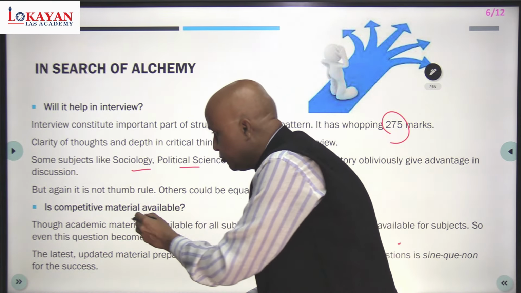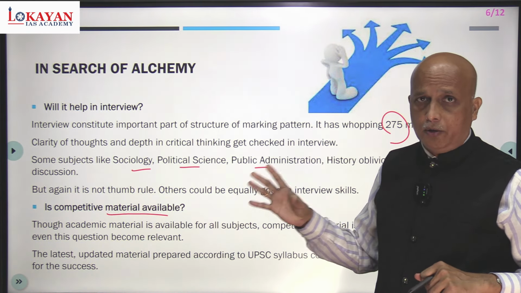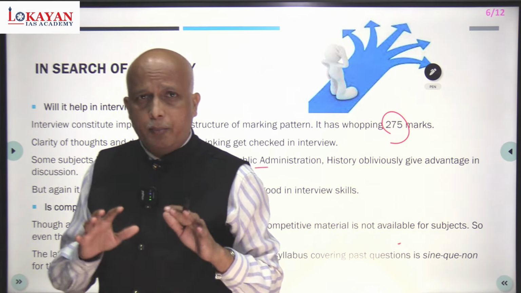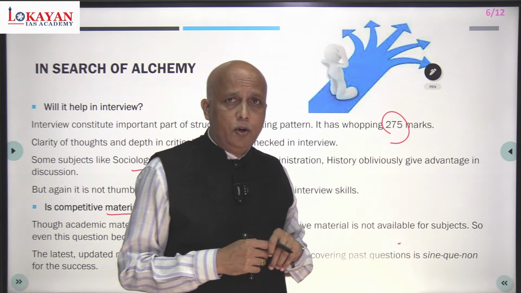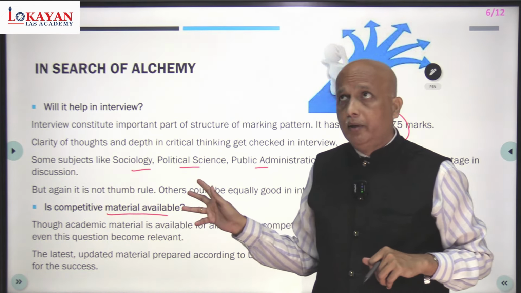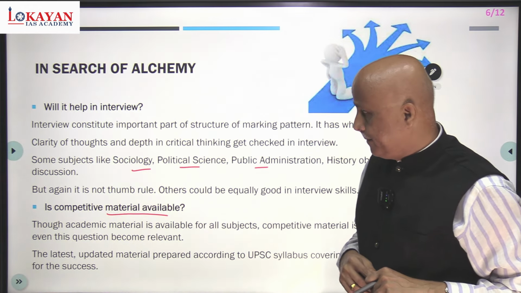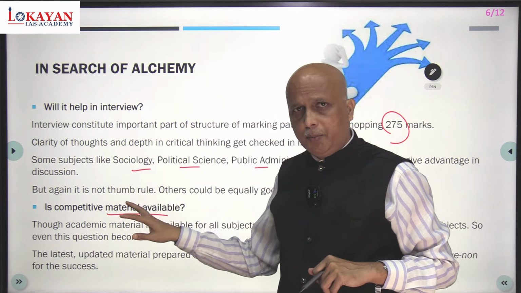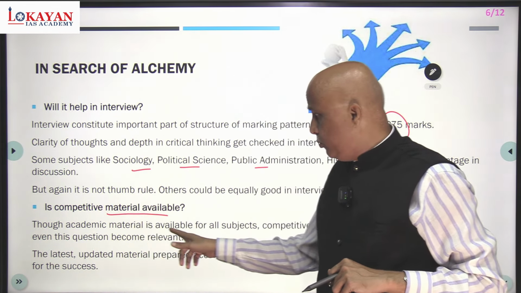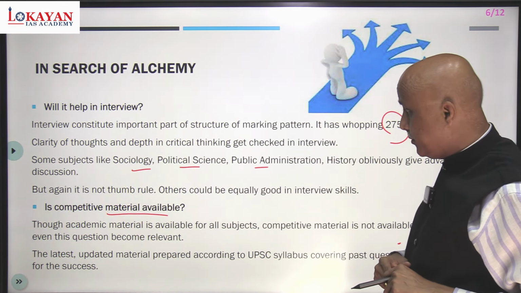The next point about choosing an optional is whether the competitive material is available or not. For all the subjects, academic material is available, but academic material is very vague and not pointed. So there is a need to have the competition material, which is not available. Then one may spend 1 or 2 years just making it unnecessarily. So nowadays, of course, it is available for most of the subjects, but still one has to be careful and search for the pointers. The academic material is available for all the subjects. Competition material is not available for all the subjects.